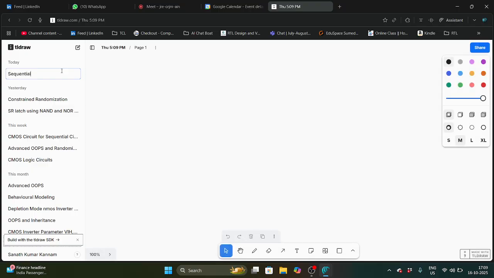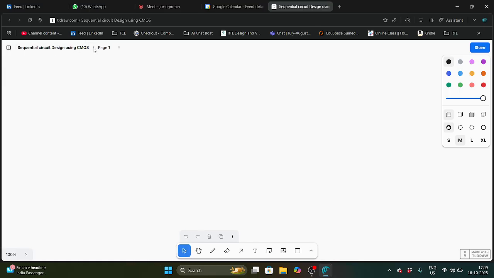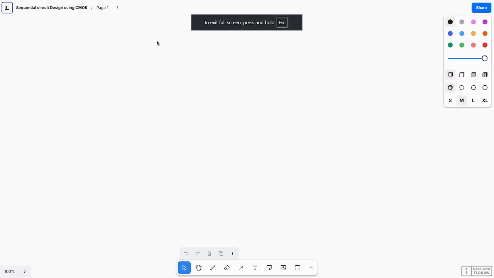Sequential circuit design using CMOS. My screen is visible, no? Yes. Okay. So today we'll discuss how to design this CMOS SR latch using NOR gate. CMOS SR latch by using NOR gate.